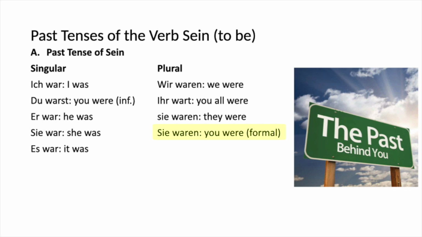Now let's go through that whole thing one more time. You speak with me. Ich war, I was. Du warst, you were, informal and singular. Er war is he was. Sie war is she was. Es war is it was. Wir waren is we were. Ihr wart is you all were. Sie waren is they were, and Sie waren with the large S is you were formal.